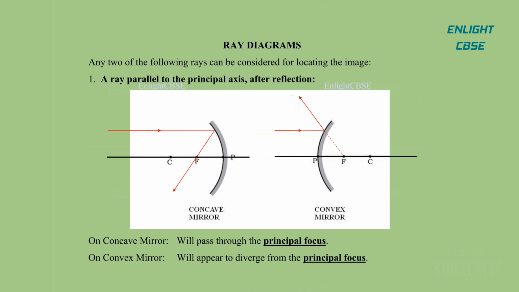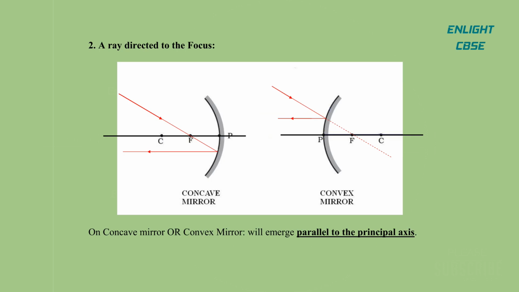1. A ray parallel to the principal axis, after reflection, on a concave mirror will pass through the principal focus. On a convex mirror it will appear to diverge from the principal focus. 2. A ray directed to the focus, on a concave mirror or convex mirror, will emerge parallel to the principal axis.